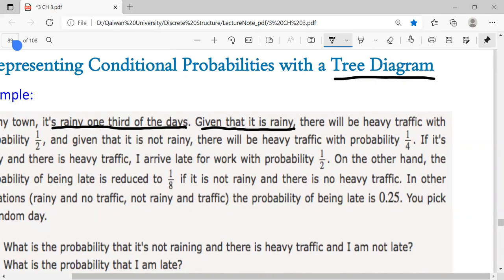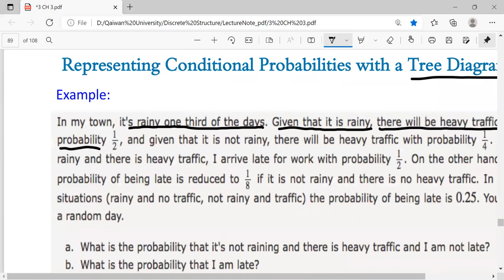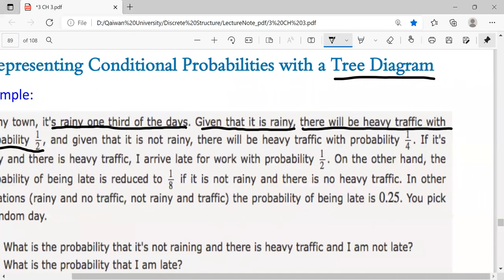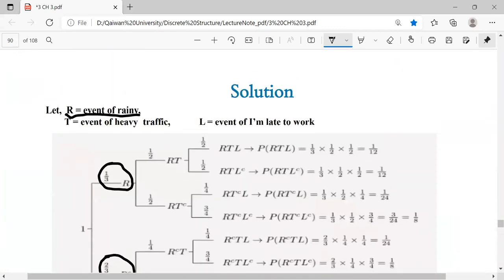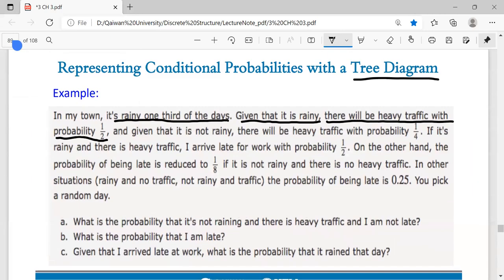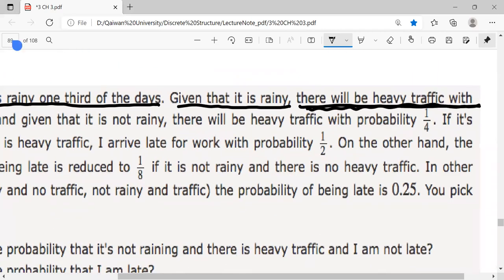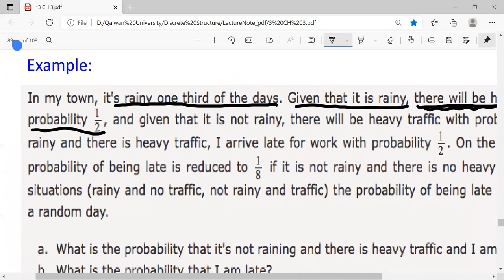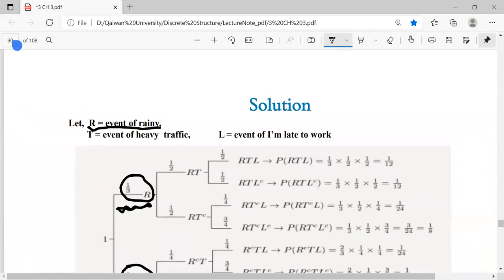And then, given that it's rainy, that means if it's rainy, there will be heavy traffic with a probability of 1/2. The probability of heavy traffic given rainy is 1/2. Here we let T be the event of heavy traffic. If it's rainy, we have two parts: it's either heavy traffic or not heavy traffic. And for heavy traffic, it's 1/2.